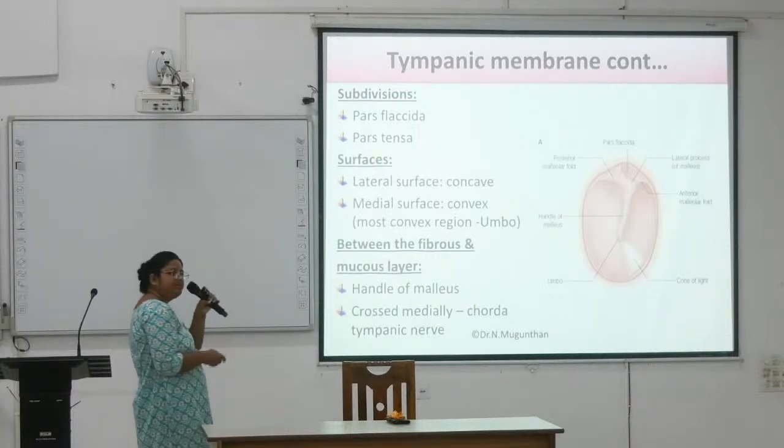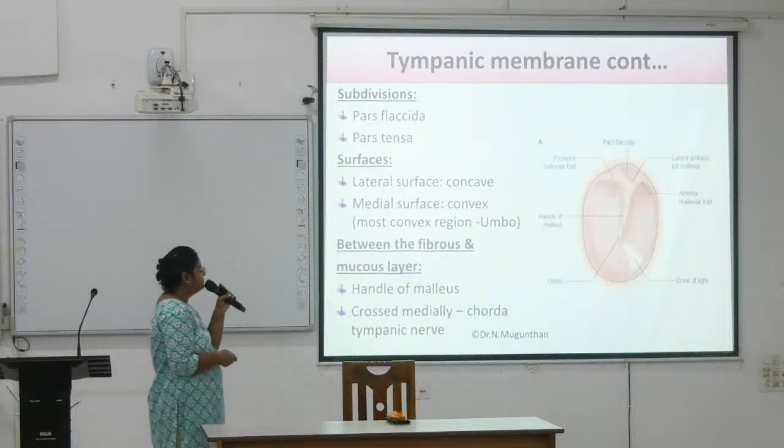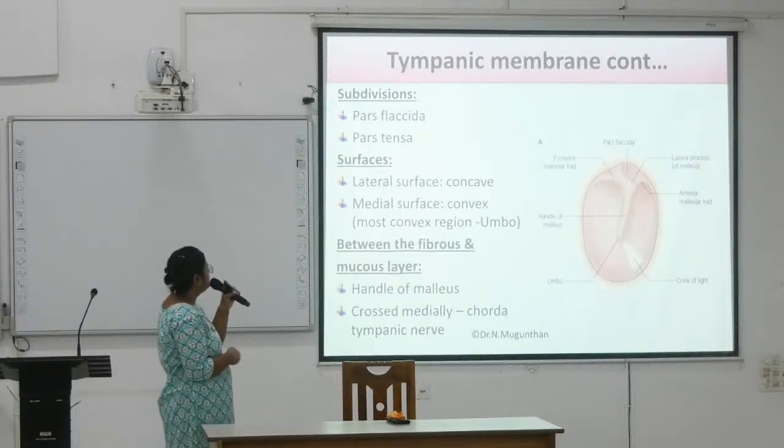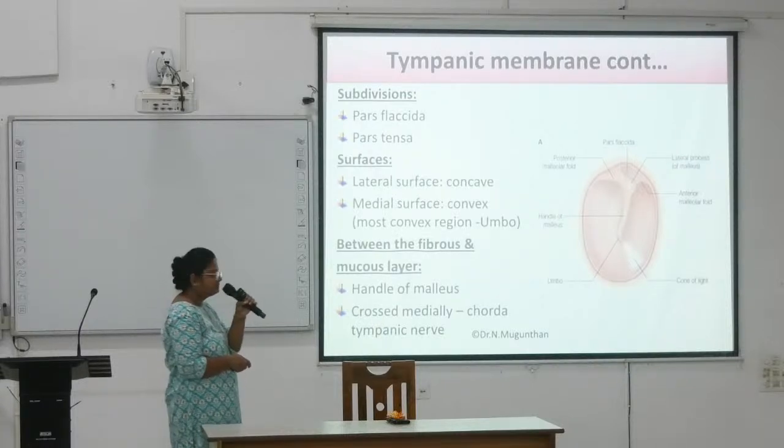So two subdivisions, two surfaces. The lateral surface is concave and the medial surface is convex. The most convex region is the umbo. This part is the umbo, where the handle of the malleus is attached.